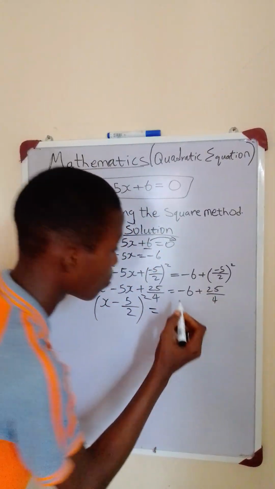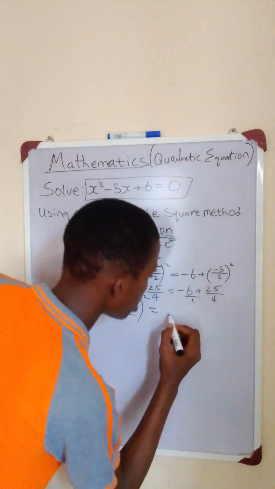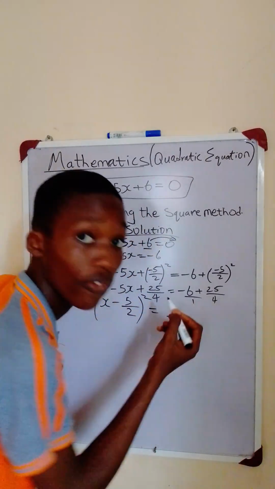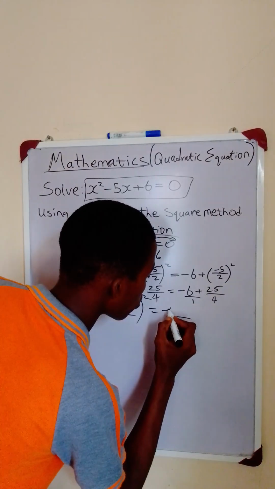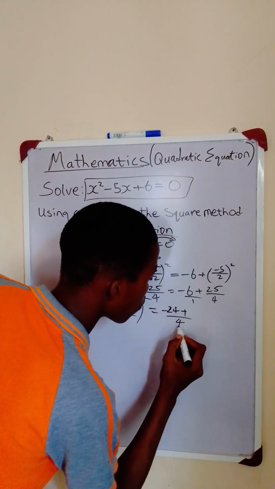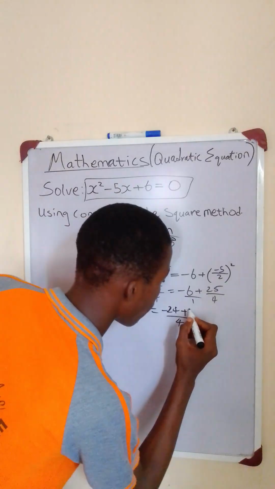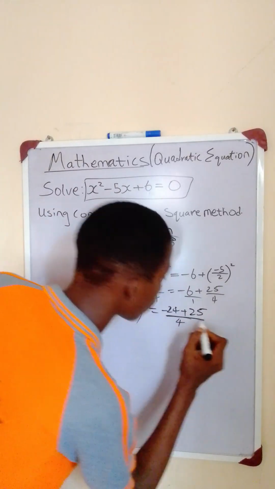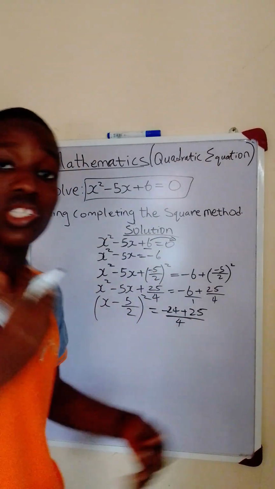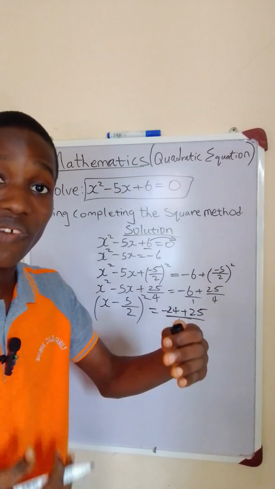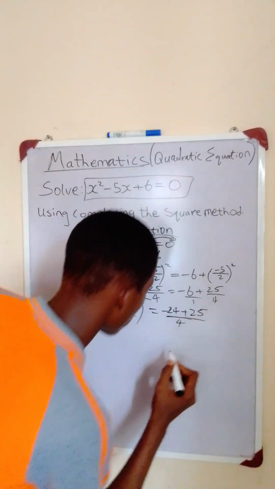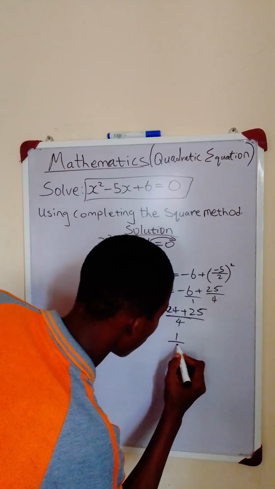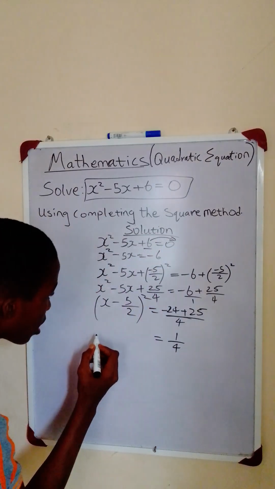Now you need to simplify. You need to find the LCM, which is 4. 4 divided by 1 is 4. 4 times minus 6 is minus 24. Plus 4 divided by 4 is 1. 1 times 25 is 25. So this is minus 24 plus 25. If you're owing somebody 24 cents and you pay 25, you have a remainder of 1. So that is going to be 1 over 4 equals, you bring this down.